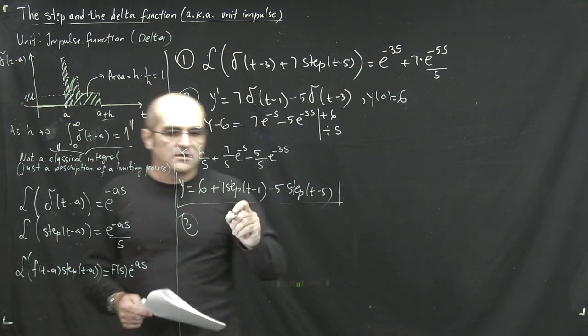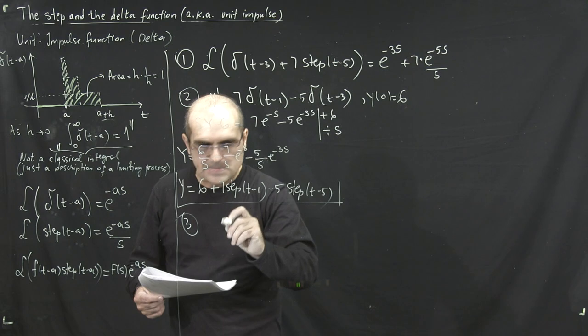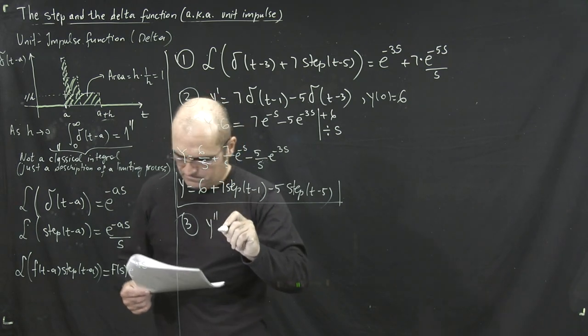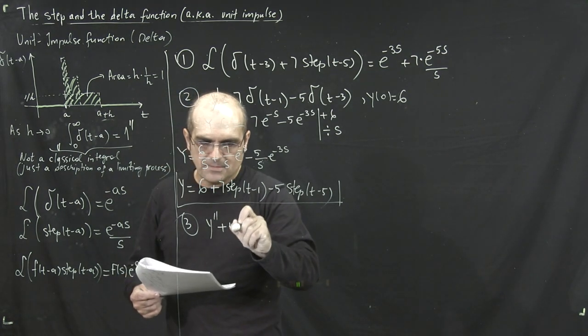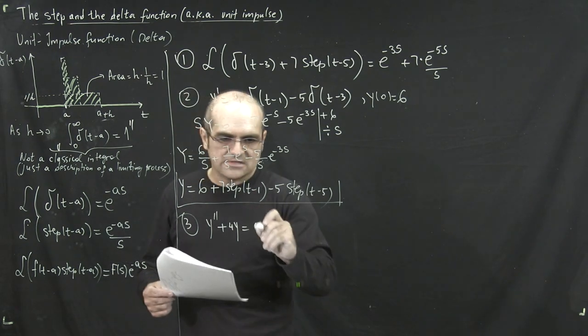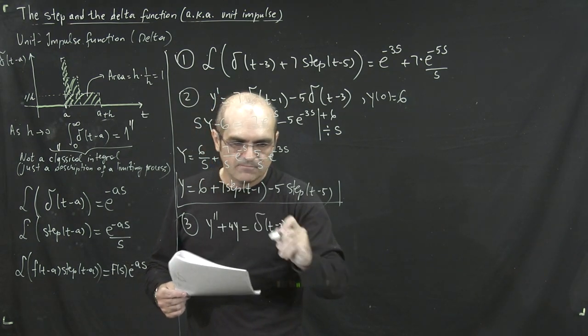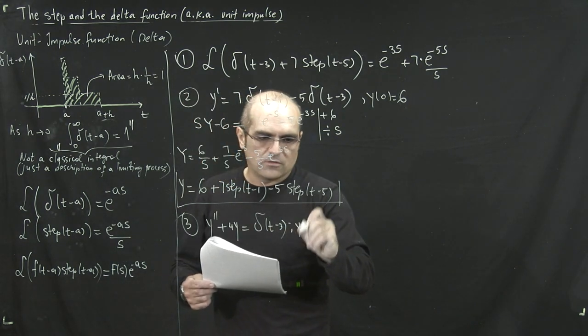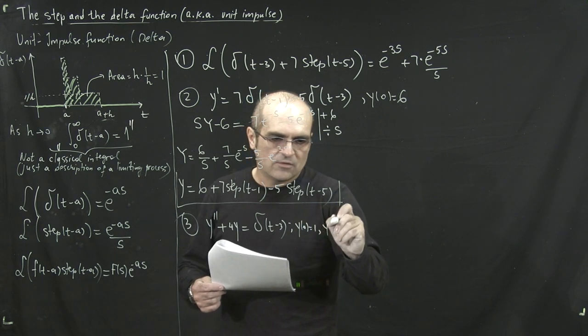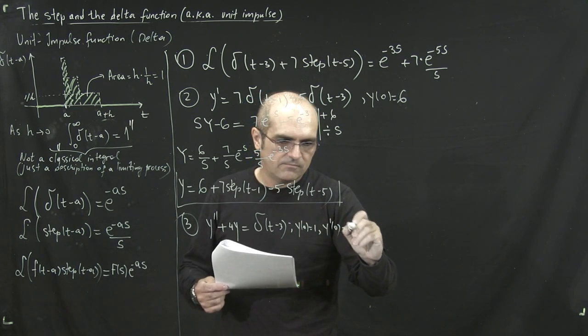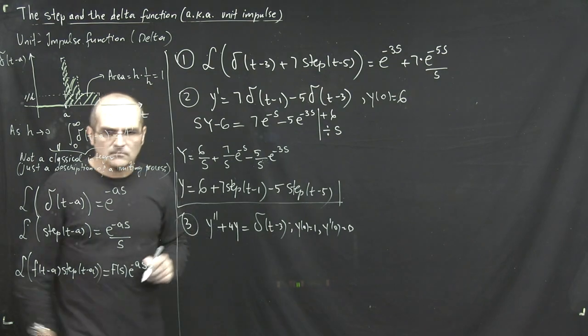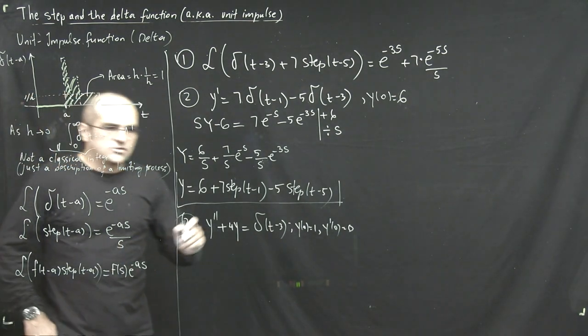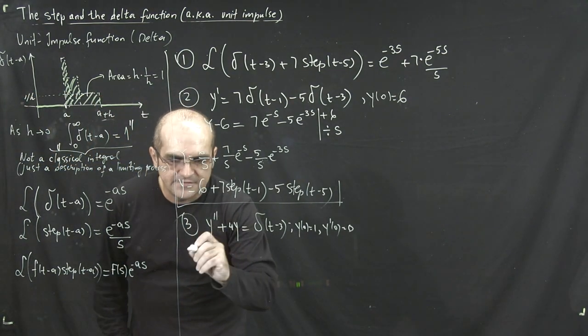So let's say y double prime plus 4y equals the delta of t minus 3, y of 0 equals 1, and y prime of 0 equals 0. Okay, so let's carefully apply the Laplace transform on the left side.